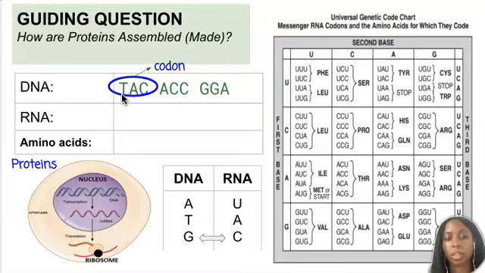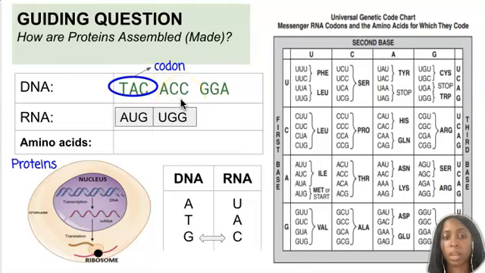Starting with this first codon, T should be an A in RNA. The A in DNA will be a U, and the C in DNA will go to that G. So our first RNA codon is AUG. We're going to do the same thing for the next one, and we're going to keep pairing, so on and so forth.